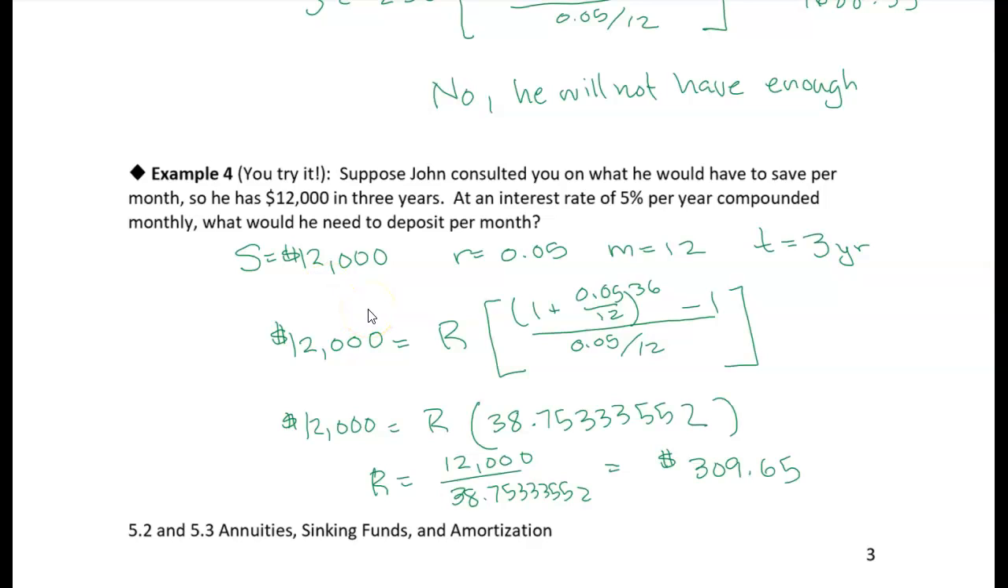All right, which this actually brings us up to the topic of sinking funds, because essentially this is a sinking fund. A sinking fund is just an annuity that you set aside for some future date, and it often involves a target future value. So this is an example of a sinking fund. A sinking fund is a type of annuity.